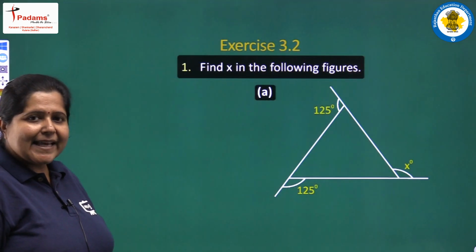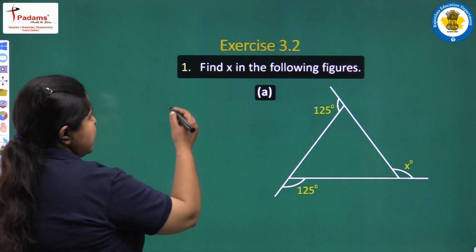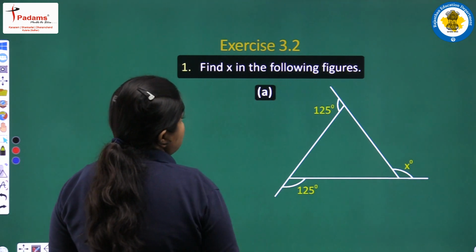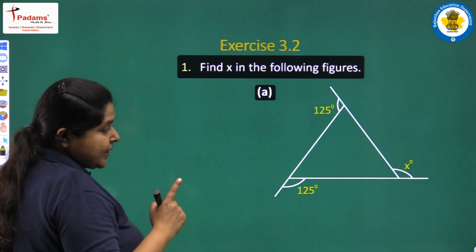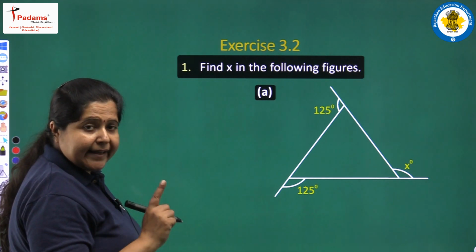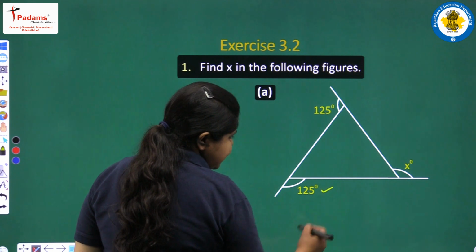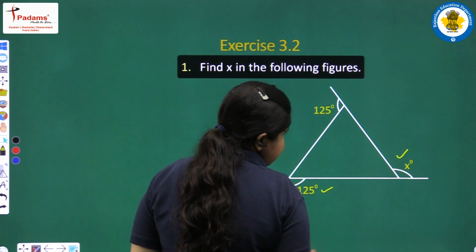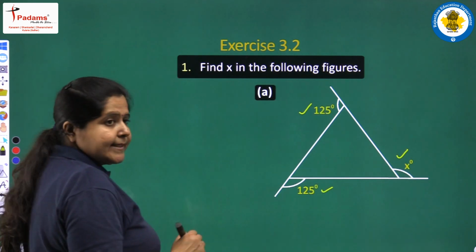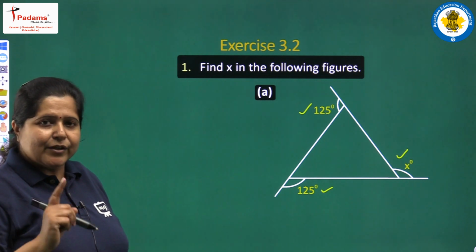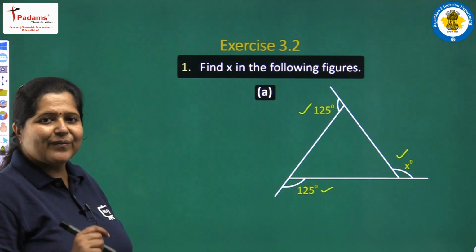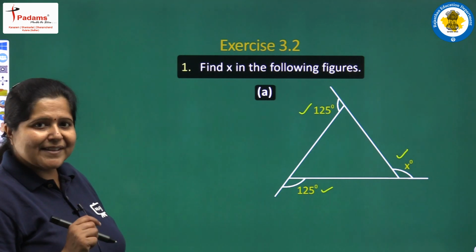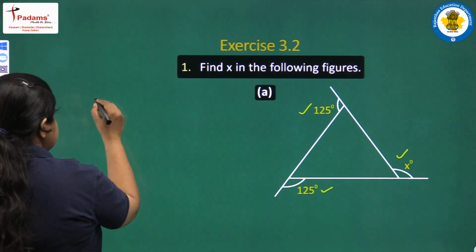Next we have exercise 3.2. The first question is find x in the following figures. Here again we have been given a triangle and 3 exterior angles. This one is the first exterior angle, this again is an exterior angle, and this again is an exterior angle. So, we will again use the property that the sum of the measures of the exterior angles is 360 degree. Let us write it here.